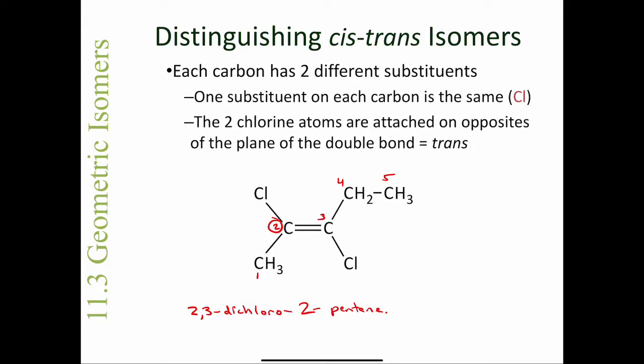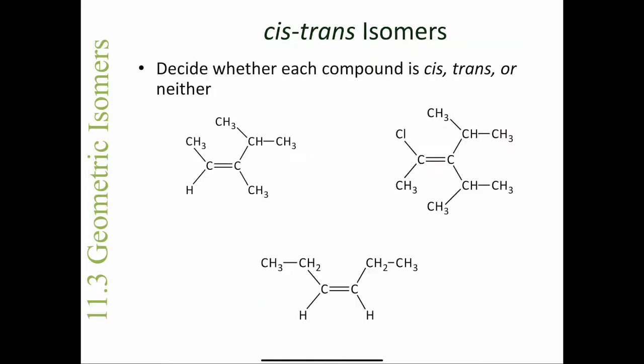And finally, since the chlorines are on opposite sides of that double bond, I have to designate the molecule as trans-2,3-dichloro-2-pentene. Let's decide whether each of the three compounds in this slide is cis, trans, or neither.